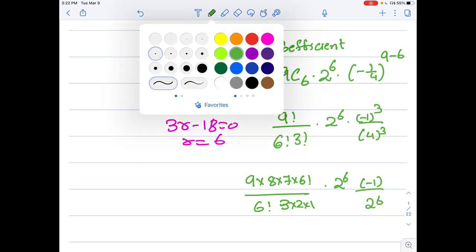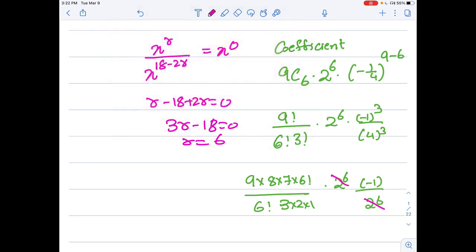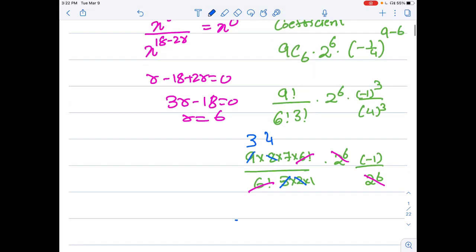So I can see that 2 power 6, 2 power 6 gets cancelled, 6 factorial gets cancelled. Then I get 3 times 1, 3 times 3, then 2 times 1, 2 times 4. So it's going to be minus 84. That's going to be the answer. Or directly you can use the calculator and get the answer.